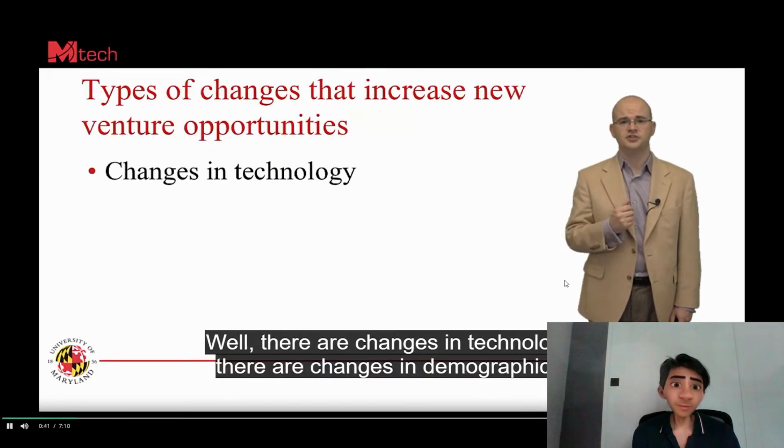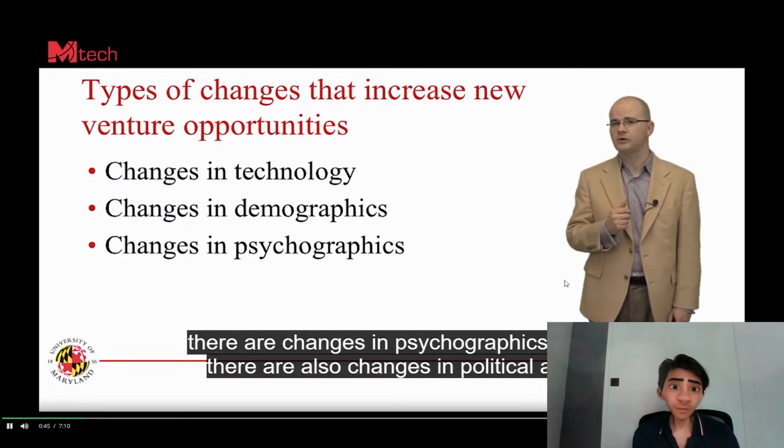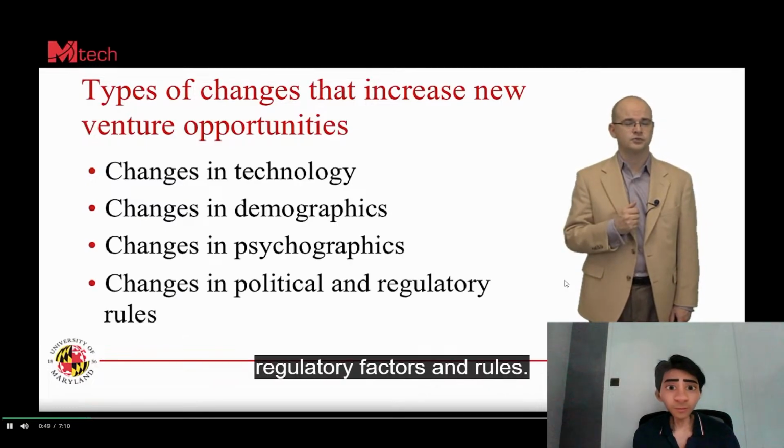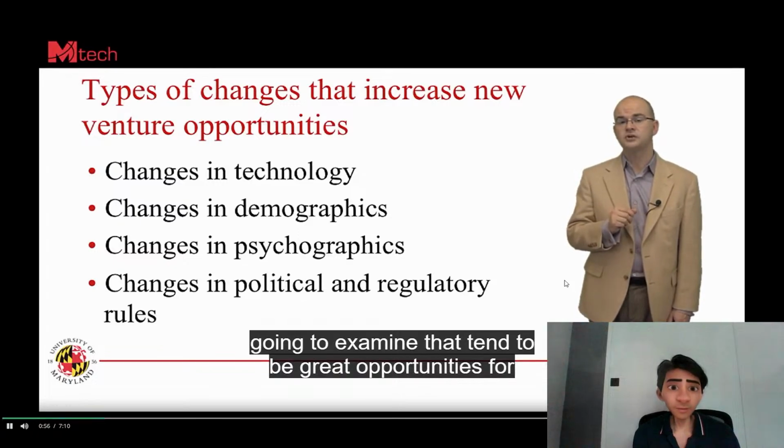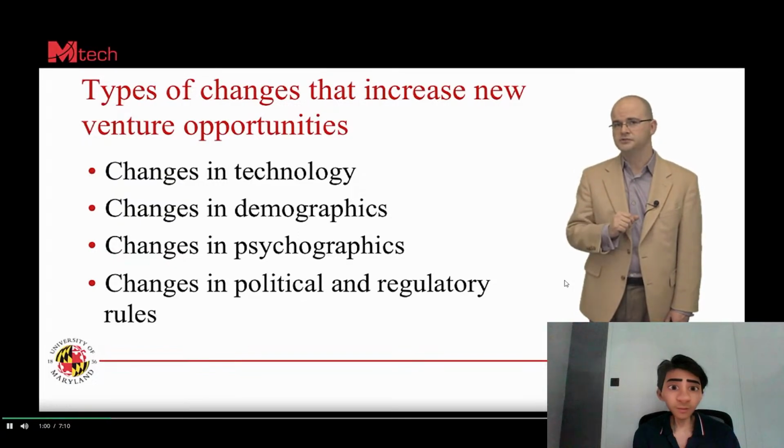So what are these changes? Well, there are changes in technology. There are changes in demographics. There are changes in psychographics. And there are also changes in political and regulatory factors and rules. So these are the types of economic factors and societal factors that we're going to examine that tend to be great opportunities for entrepreneurs and or present gaps among your competitors.